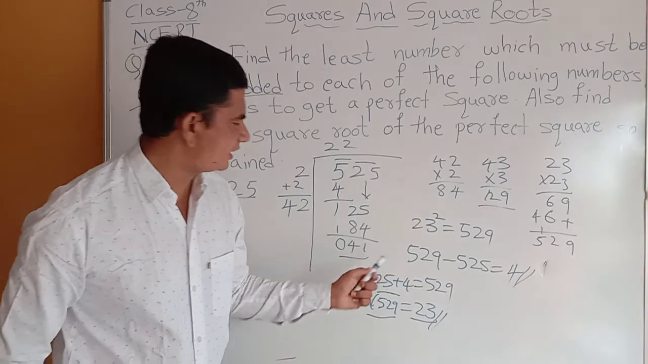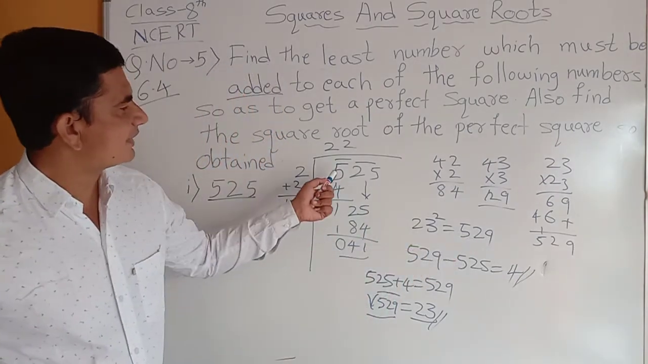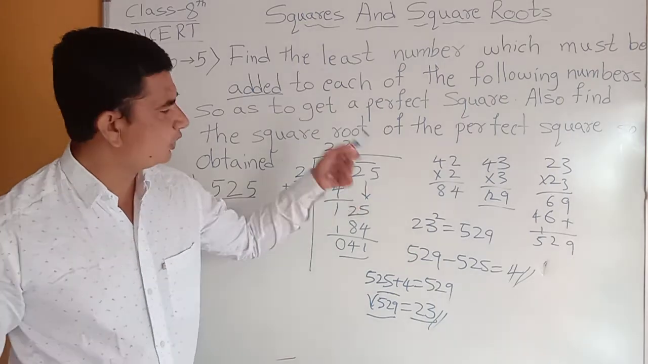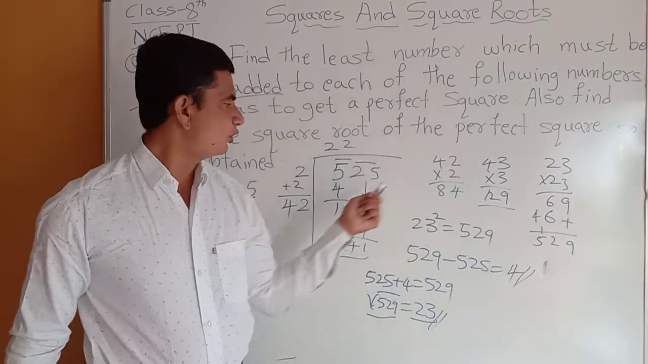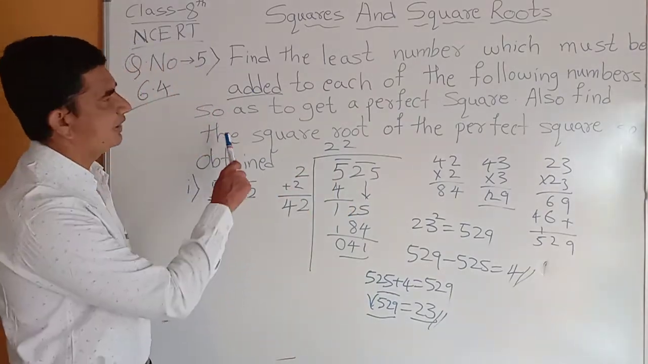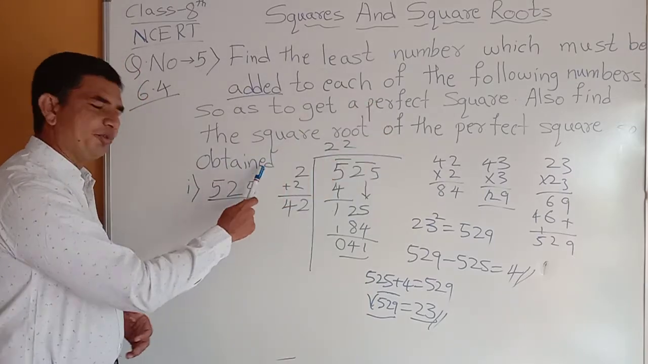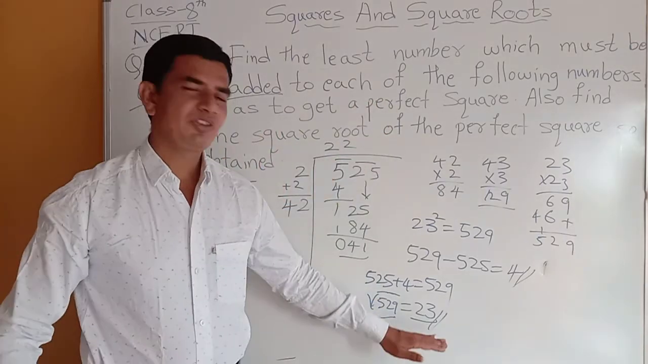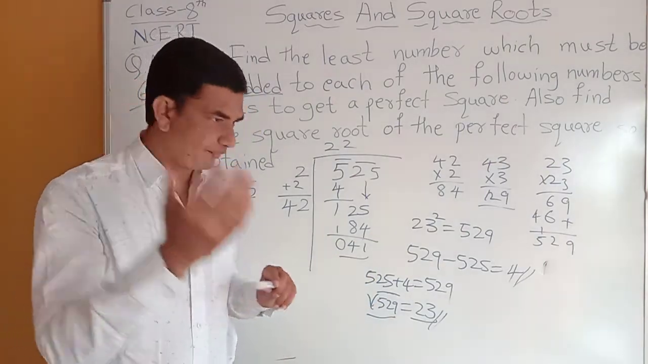If you subtract 529 minus 525, then you will get one number. That number must be added to this number to get a perfect square. Again, after that, what they have explained here is to also find the square root of the perfect square. So we have obtained 529, and the square root of that is 23. Friends, this is the first question.